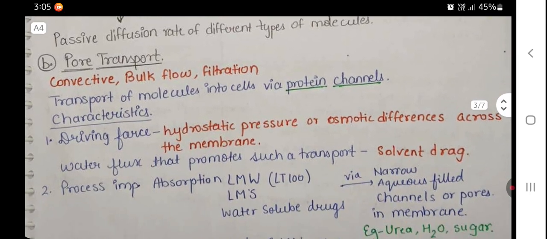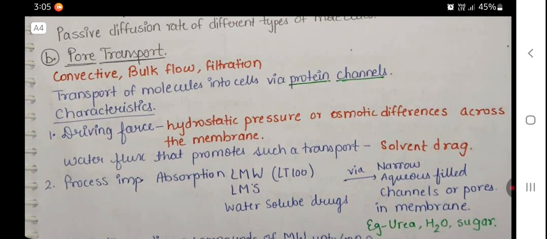Next is the pore transport. It is also known as convective transport, bulk flow and filtration. इसमें क्या होता है, ट्रांसपोर्ट होता है मॉलिक्यूल्स का प्रोटीन चैनल्स के थ्रू. मॉलिक्यूल्स जो है ट्रांसपोर्ट होते हैं सेल्स में. और कैरेक्टरिस्टिक्स देखते हैं इसमें. ड्राइविंग फोर्स, हाइड्रोस्टैटिक प्रेशर होता है, ऑस्मेटिक डिफरेंस अक्रॉस दी मेम्ब्रेन. और इसमें क्या होता है, वाटर फ्लक्स जो प्रमोट करता है ट्रांसपोर्ट, उसे हम कहते हैं सॉल्वेंट ड्रैग.